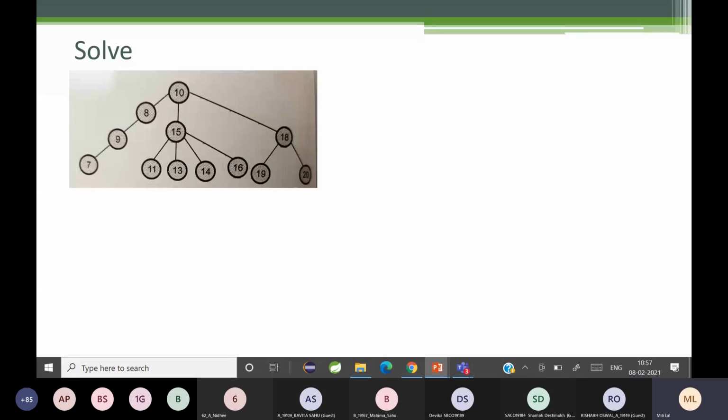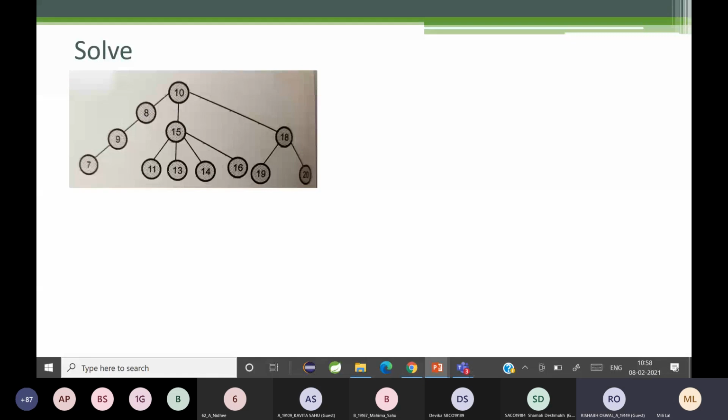I hope everybody is doing it. Now take 15. Which is the sibling of 15? 18. So 18 is going to be the right child of 15. And 15's left child is going to be 11. Fine. Now take 18. Does 18 have a sibling? No. So 18's left child is going to be 19. Okay.